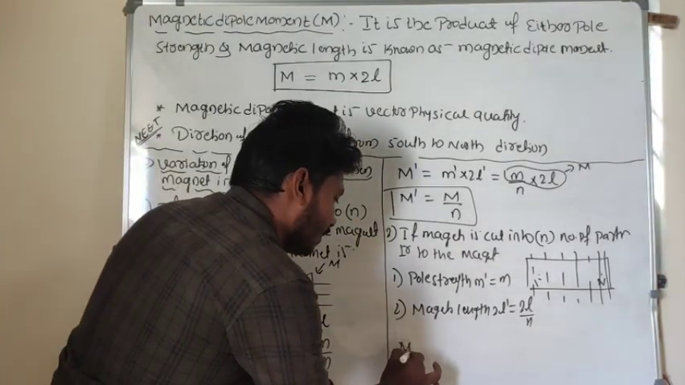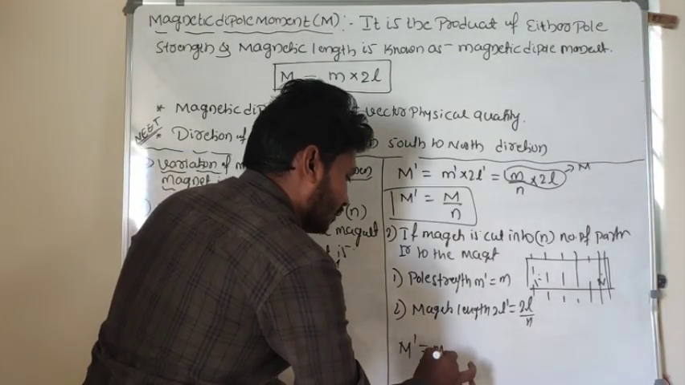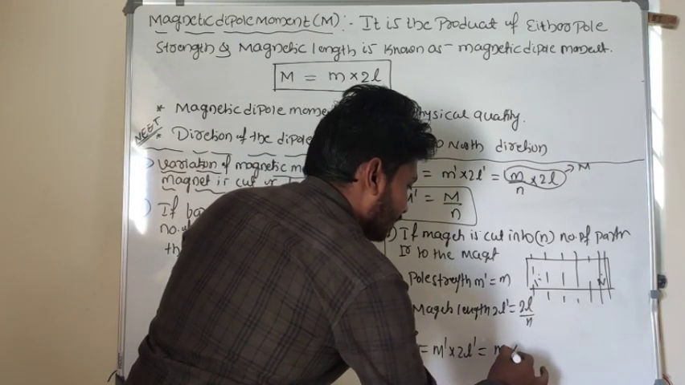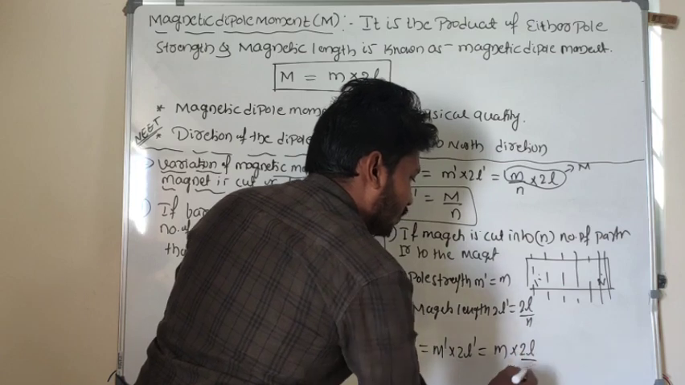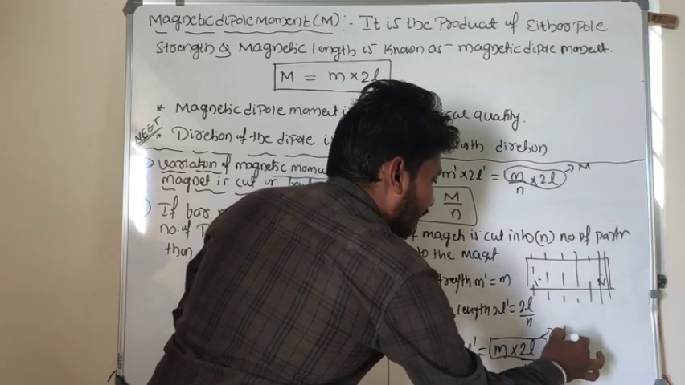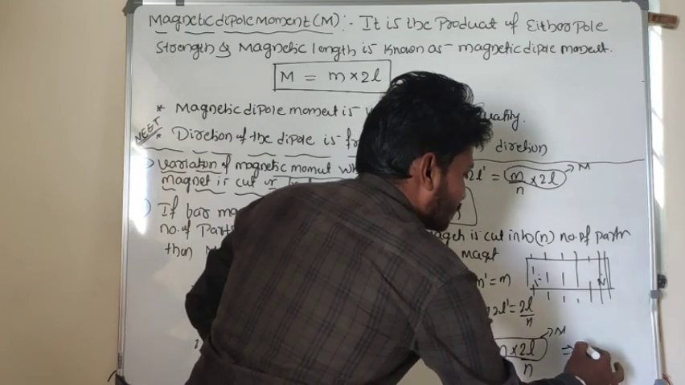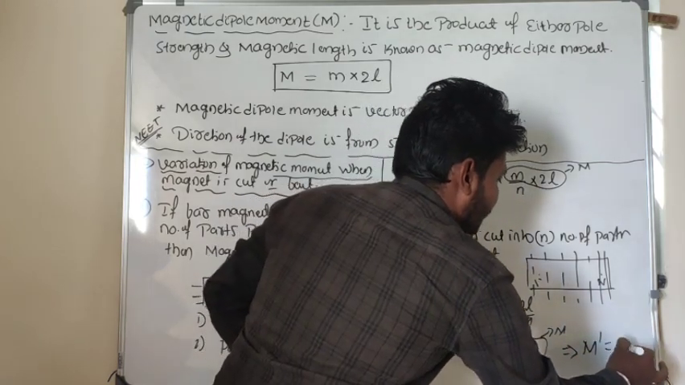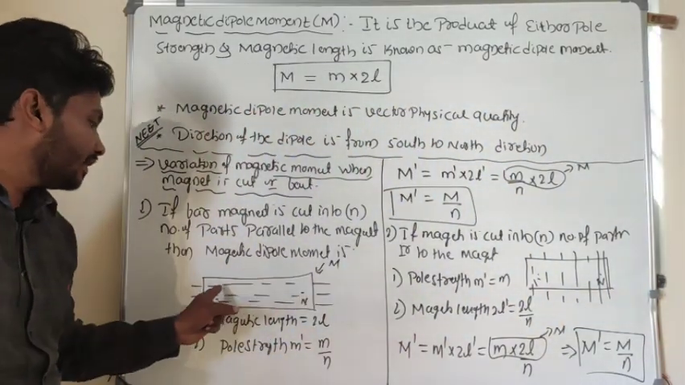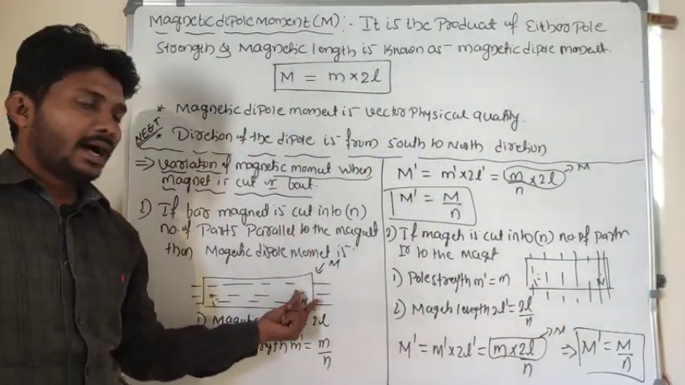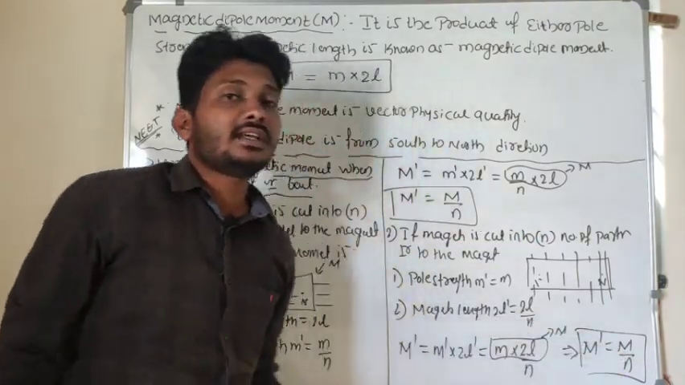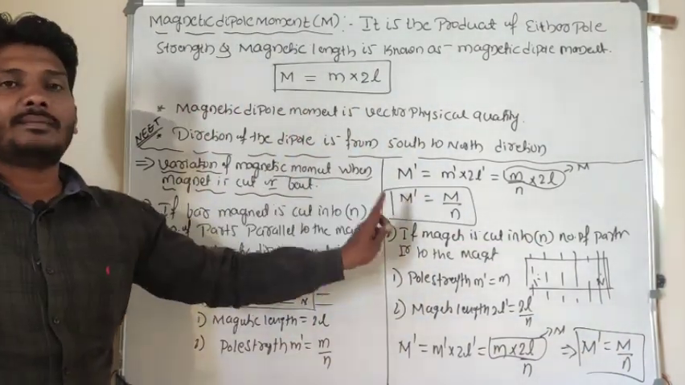Then new magnetic moment is m dash into 2l dash. m dash is m, here 2l dash is 2l by n. Again m into 2l, I can take it as m here. So again m dash is equal to m by n. Look at here, if that magnet is cut into n number of parts parallel to the magnet as well as perpendicular to the magnet, in both cases the magnetic dipole moment is m by n only.